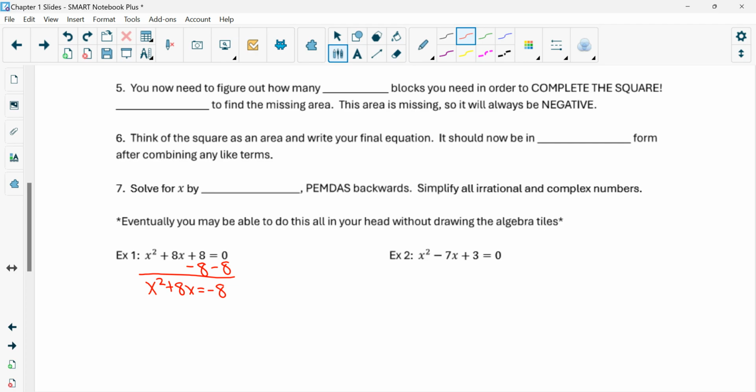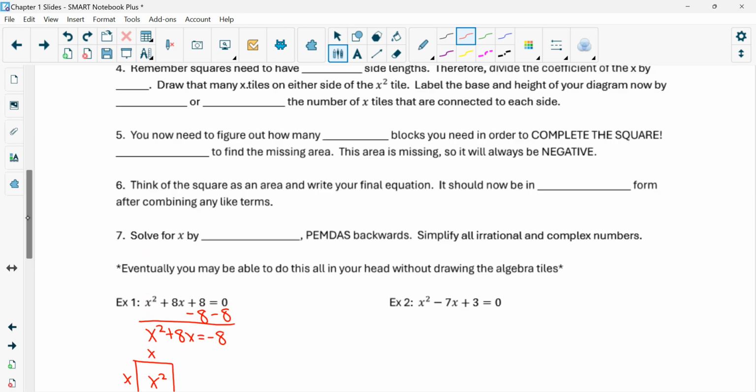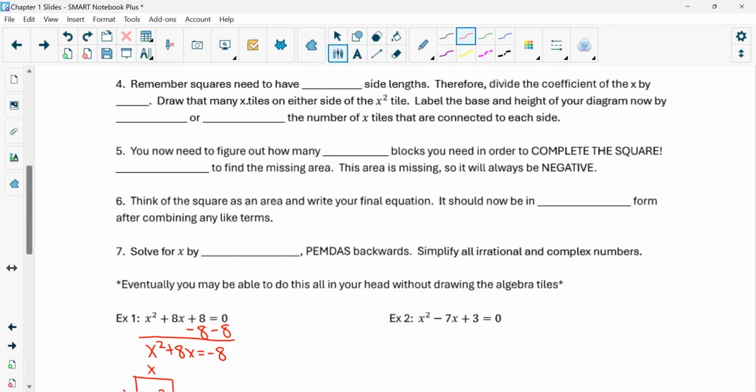So step 3 says you're drawing the x squared tile. Notice there's a 1 in front of this x squared, so you have one of those x squared tiles. Remember, the x squared tile is x by x. For you to create a square, squares have equal side lengths. And squares have 2 dimensions. They have a base and a height. So if we have 8 of those skinny x tiles, and we have to split them between the base and the height, we are always going to take our x values and divide them by 2. And then you're going to draw that many x tiles on the other side.